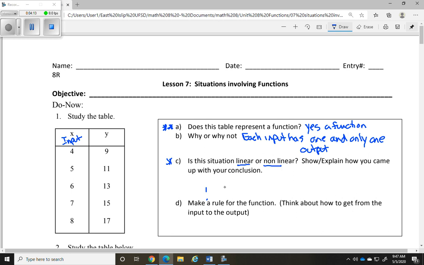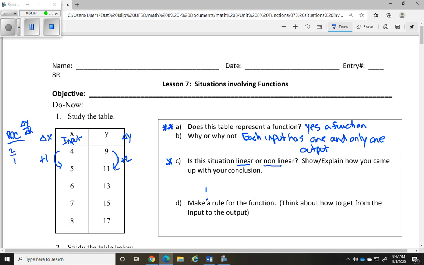I don't have a piece of graph paper here, so I'm not going to graph this. I'm going to look at the table and check out the rate of change. I'm first going to look at the change in y. From 9 to 11, it went up 2. Then I'm going to look at the change in x. From 4 to 5, it went up 1. If I wrote the first rate of change, remember, rate of change is change in y over change in x. My first rate of change is 2 over 1.